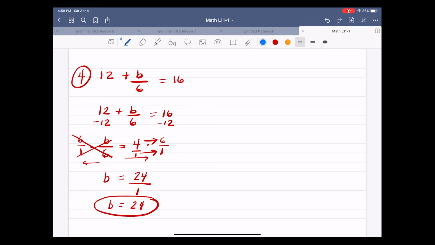Number 5. Y over 8 minus 15 equals 2. First thing to ask ourselves, did you rewrite the problem? No, I didn't rewrite the problem. I will do that now. All right, y over 8 minus 15 equals 2.